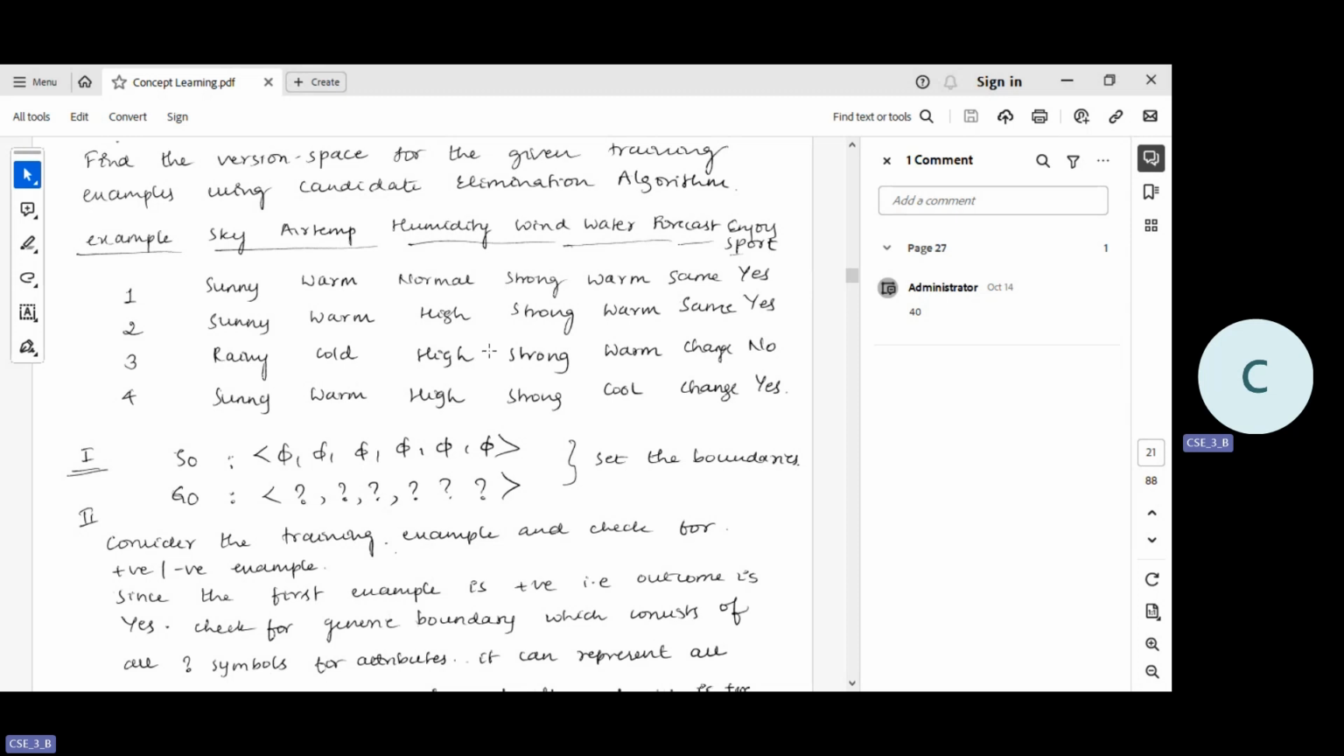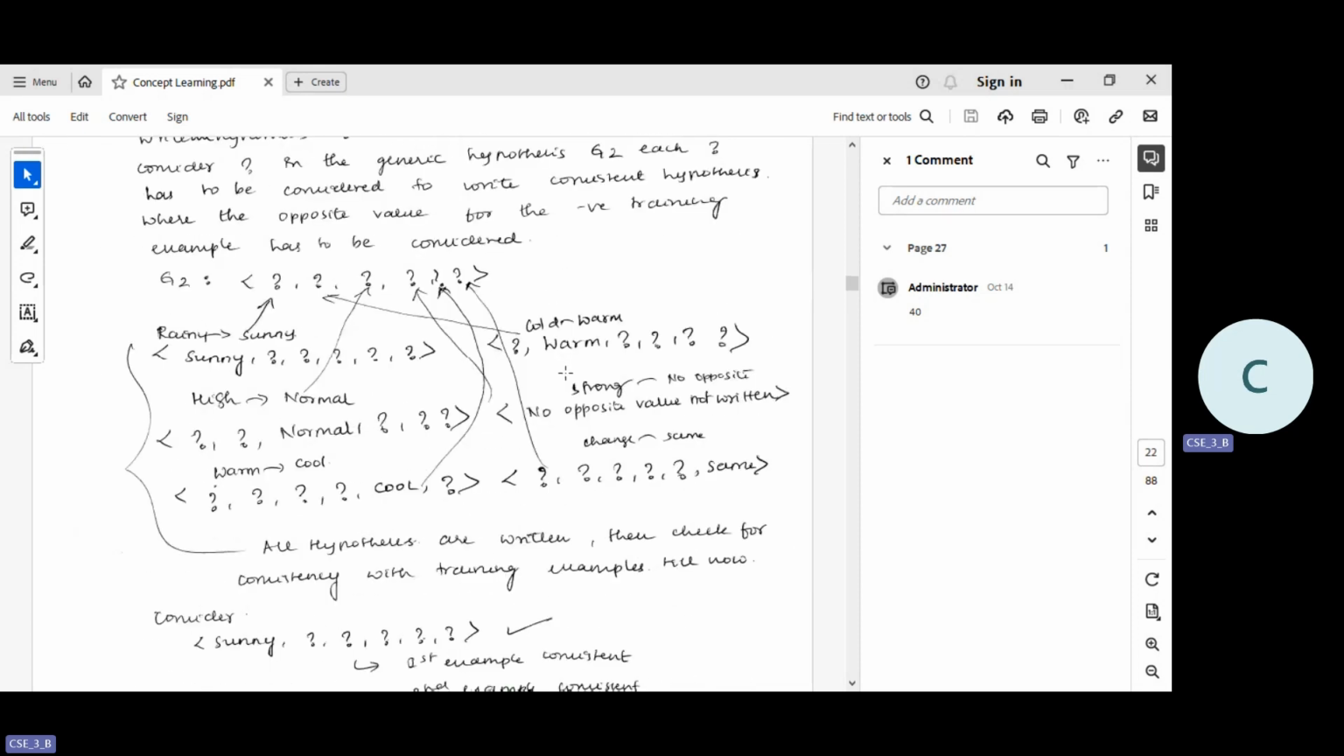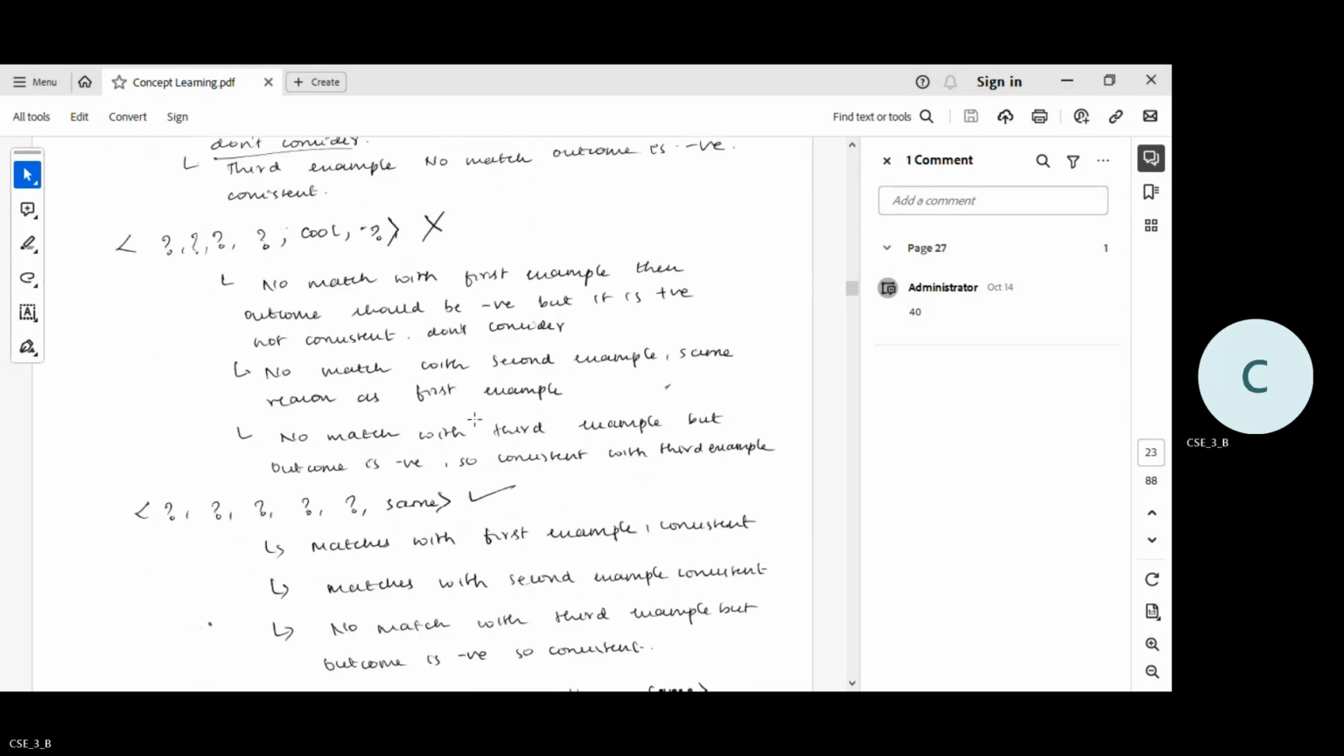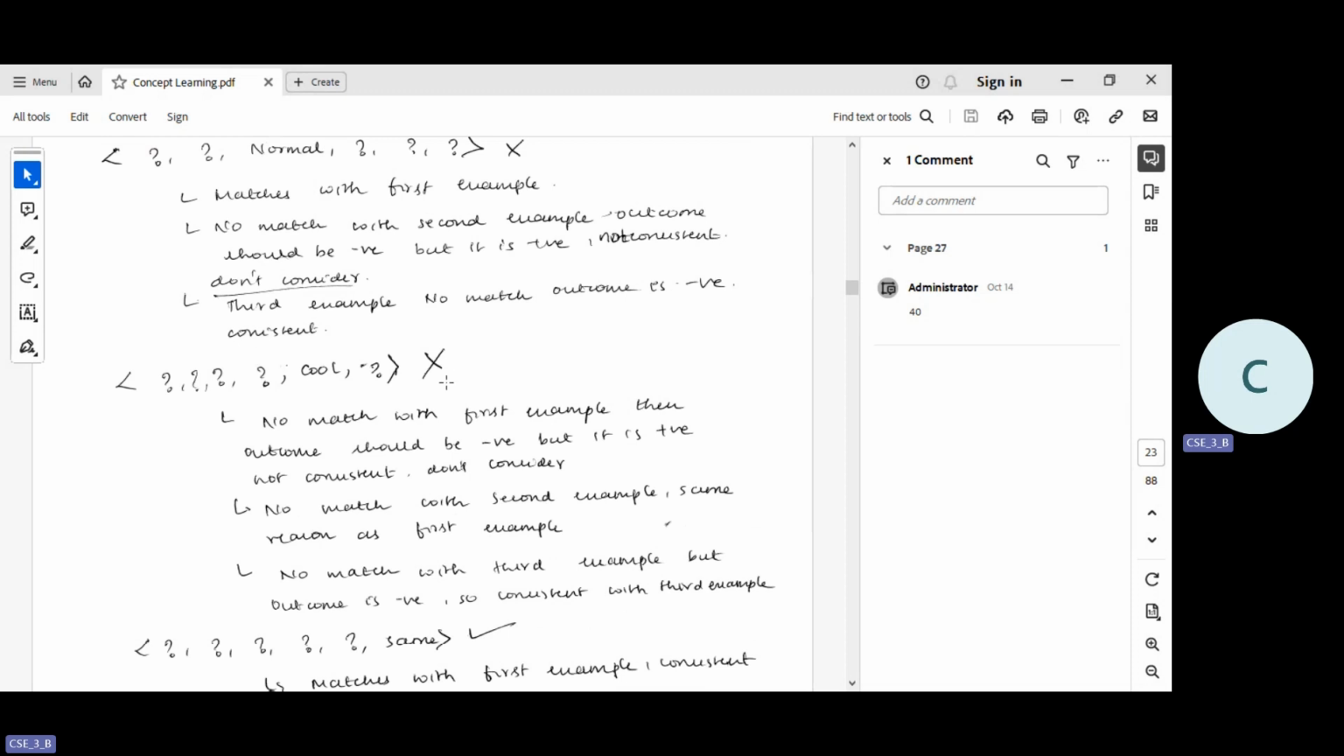And then what about the third example? And again, here there is warm, and in the hypothesis we have cool. So there is no match and the outcome is no. So it is consistent with the third example, and it is not consistent with the first and second examples. So we are not considering this hypothesis.